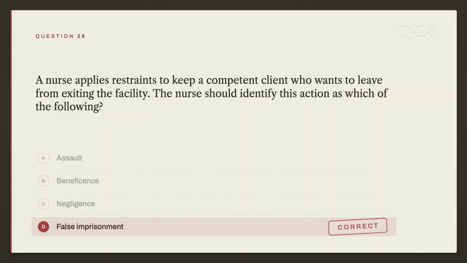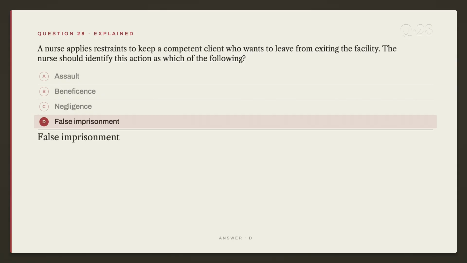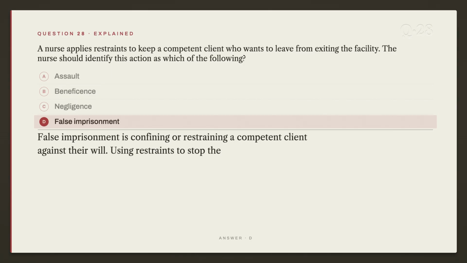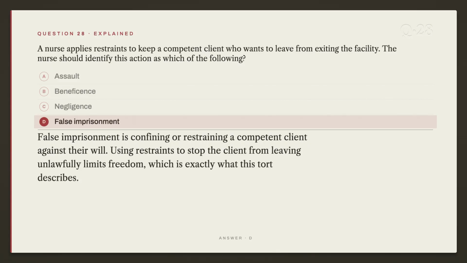The correct answer is D. False imprisonment. D is correct because false imprisonment is confining or restraining a competent client against their will. Using restraints to stop the client from leaving unlawfully limits freedom, which is exactly what this tort describes.